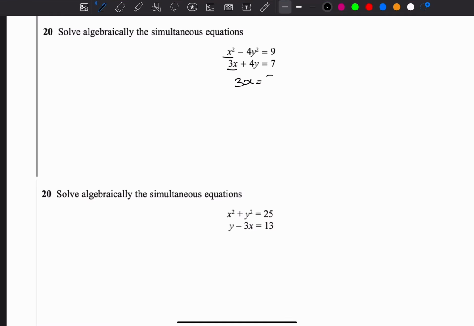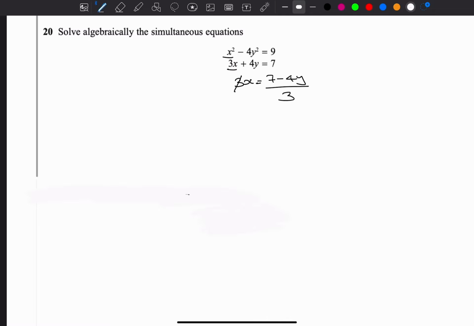3x is what? 7 minus 4y divided by 3. The whole thing, just divide. So x is 7 minus 4y over 3. So instead of x squared, let me change this actually. Instead of x squared, what do you write? 7 minus 4y over 3 squared, minus 4y squared equals 9. Okay, this is the hardest it could get. Just make sure you know how to do it.